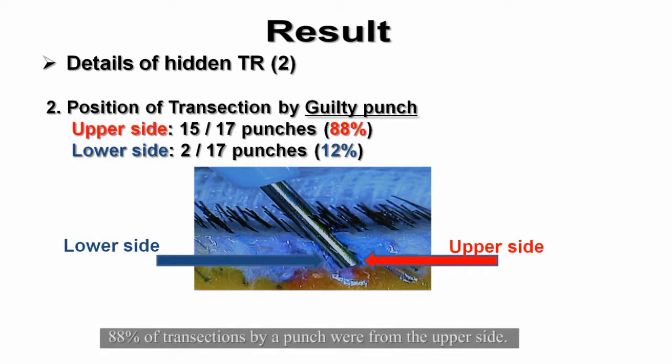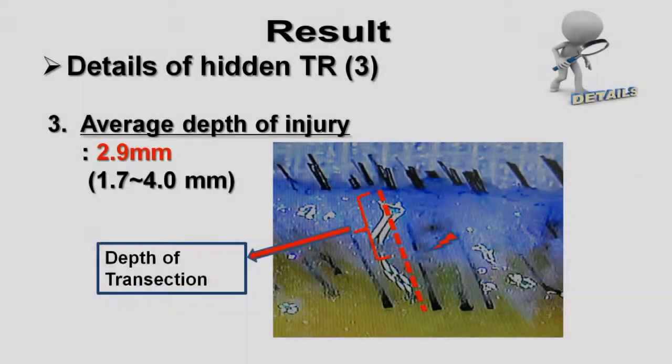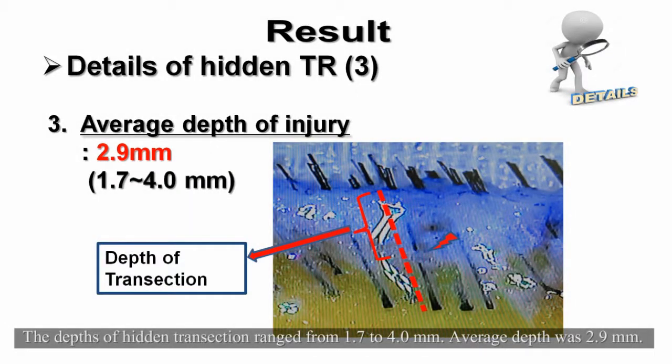88% of transections by a punch were from the upper side. The depths of hidden transection ranged from 1.7 to 4 millimeters. Average depth was 2.9 millimeters.